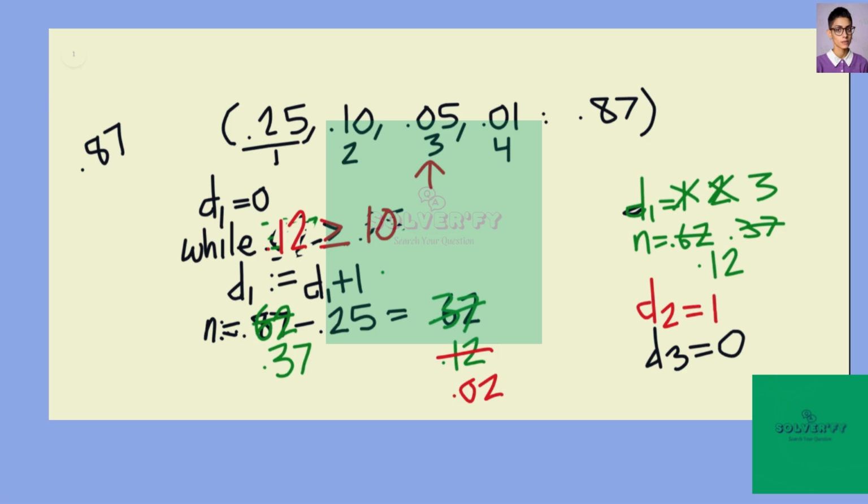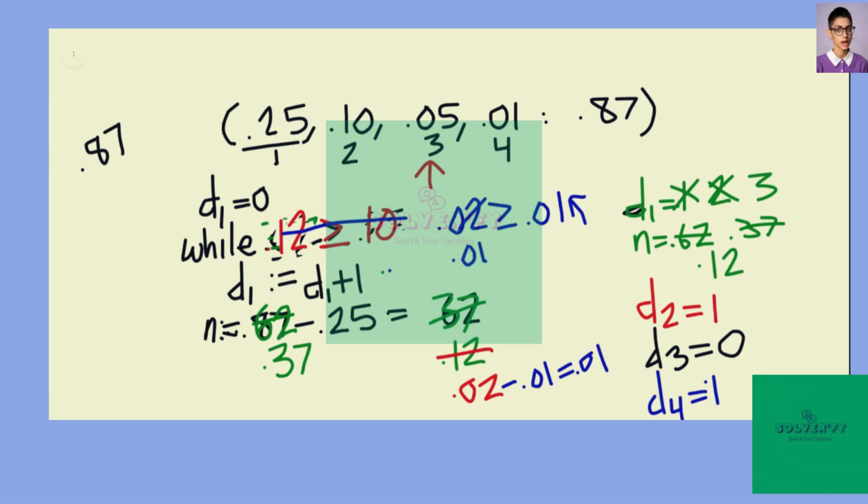Then we'll ask ourselves, is 2 cents, so we can maybe write it over here, greater than or equal to 1 cent? The answer is yes. So for the number of pennies, we can add 1 to it here, and then we will subtract 1 cent from this value to get 1 cent. Go back to the top. Is 1 cent greater than or equal to 1 cent? The answer is yes. So we'll add 1 to that denomination, and once we subtract from here, we are down to 0.